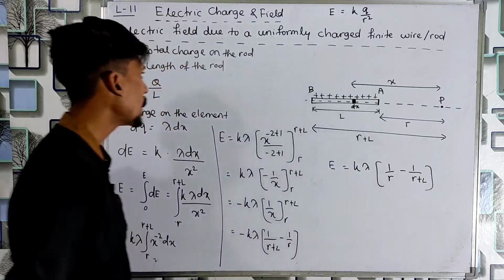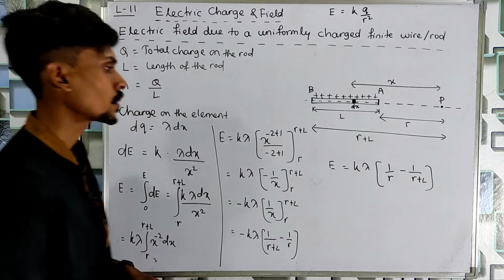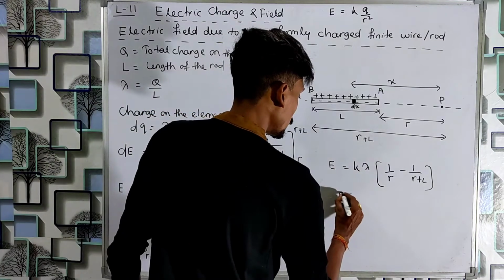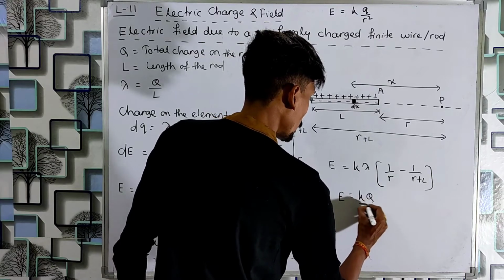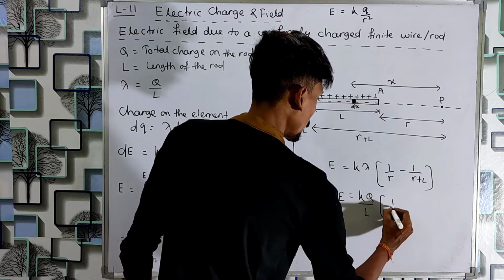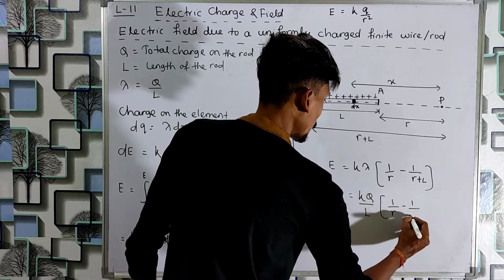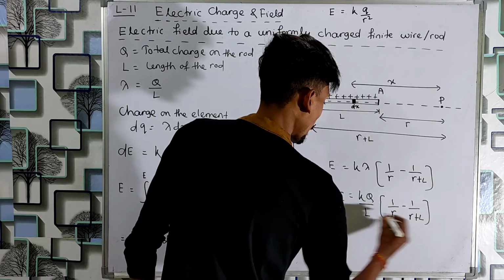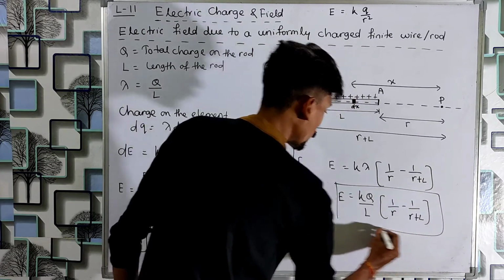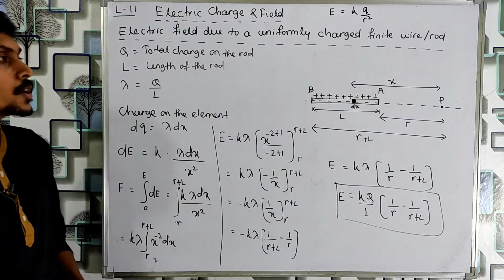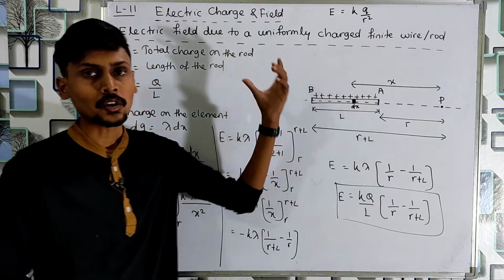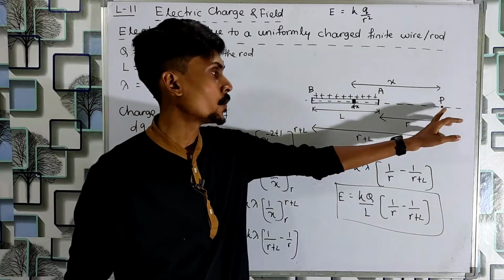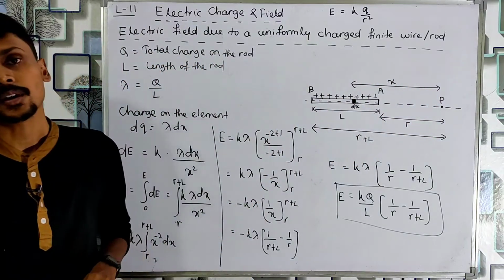And what is lambda? Lambda is Q by L. So here you can write E is equal to K Q by L whole into 1 by R minus 1 by R plus L. This is the expression for the electric field produced by the entire rod at this point P, where P is the axial point.